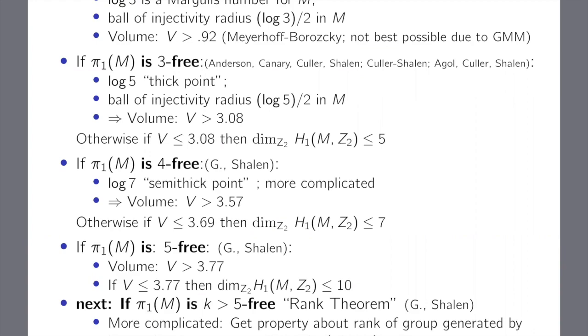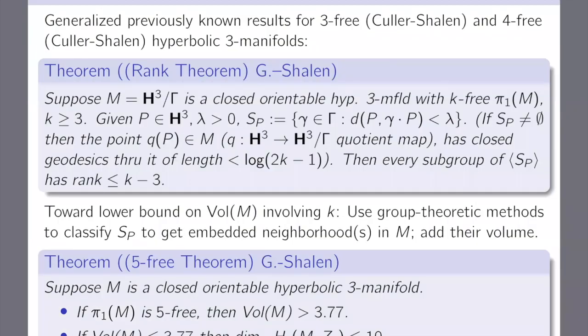And that's what Jaco and Shalen show in the 2-free case, and 4-free, 5-free, and the rank theorem at the bottom, that's a collaboration between me and Peter Shalen. And in the 4-free case, it improved on work of Culler and Shalen. Previously, the minimum volume bound was 3.44. Okay, so these are the formal statements of those theorems.